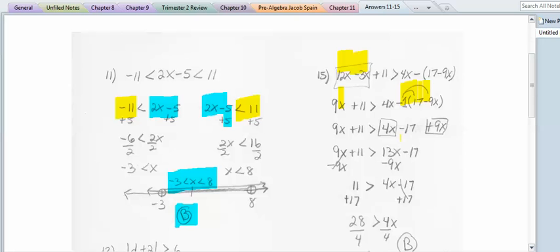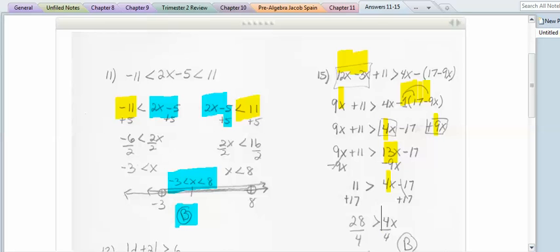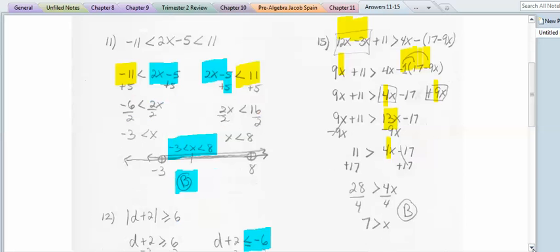Okay, now get all the x's together on this side. That's where I got the 13. I put -4, -9 together to get 13x. I'm going to move the 9 to the other side, so I end up with 4x. Then I'm adding 17 to both sides, and I end up with 28 is greater than 4x. Then I divide by 4, I divide by 4. I do not need to flip the sign, so my answer choice is letter B.